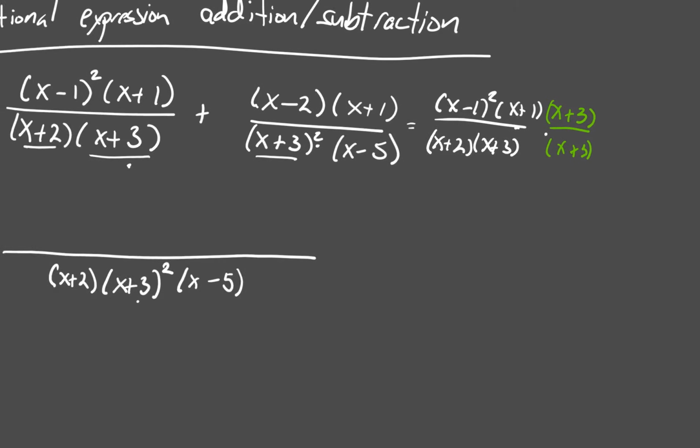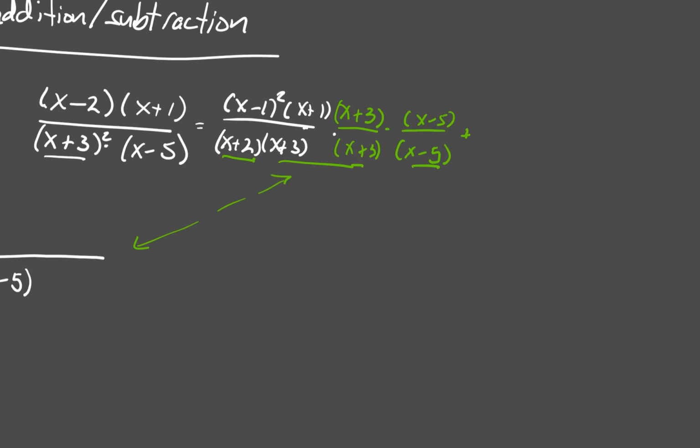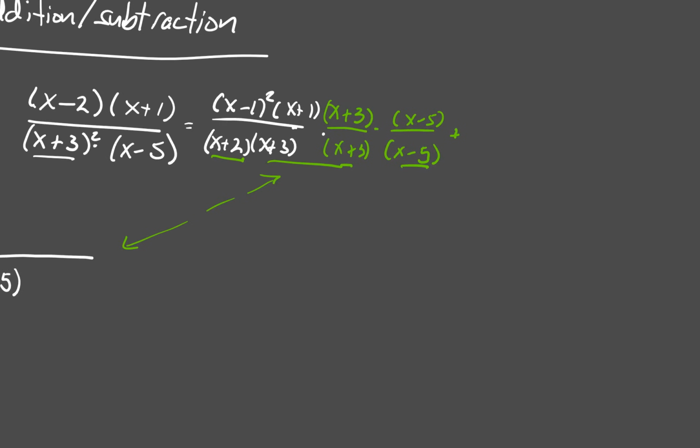And I need an x minus 5, so I need an x minus 5 on the top and the bottom. Okay, that takes care of the first fraction. I've got my x squared, my two x plus 3's, and my x minus 5. So these two denominators match up now. I have to take care of the second fraction, so I've got my plus sign.